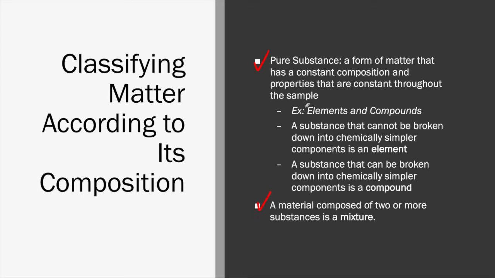It means that there's only one set of properties, such as the melting point and the boiling point, and they're the same throughout the matter. So, moving forward, common examples of these are elements and compounds.